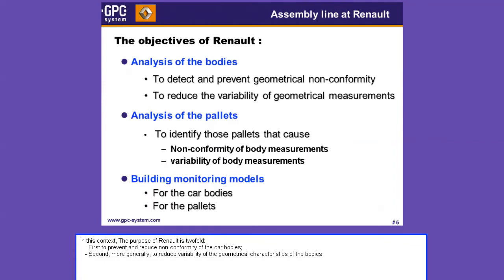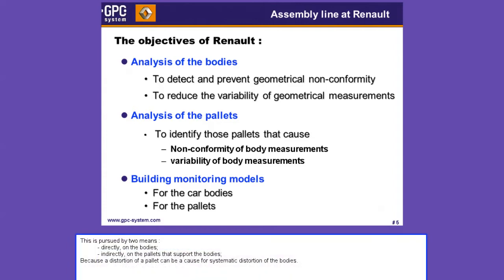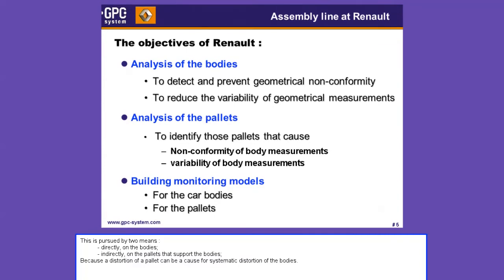In this context, the purpose of Renault is twofold. First, to prevent and reduce non-conformity of the car bodies. Second, more generally, to reduce variability of the geometrical characteristics of the bodies. This is pursued by two means: directly, on the bodies; indirectly, on the pallets that support the bodies, because a distortion of a pallet can be a cause for systematic distortion of the bodies.